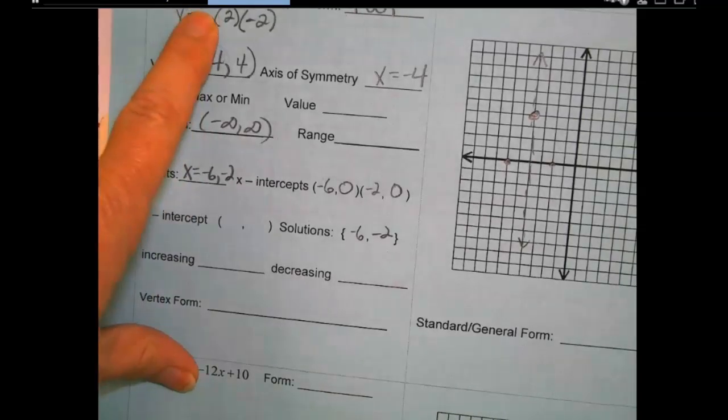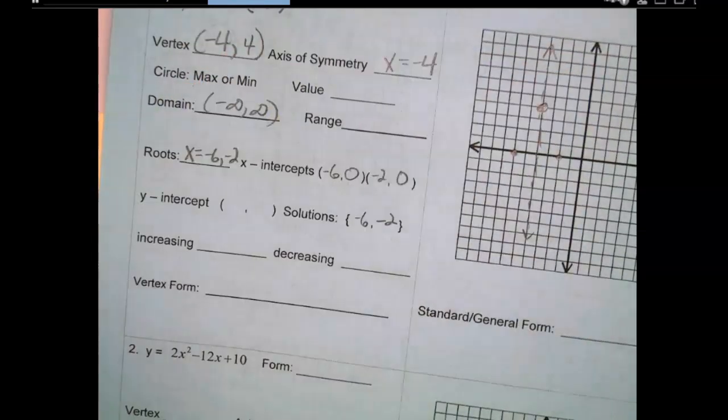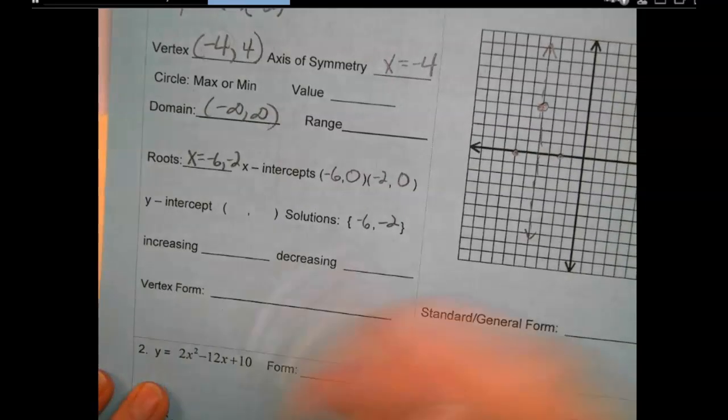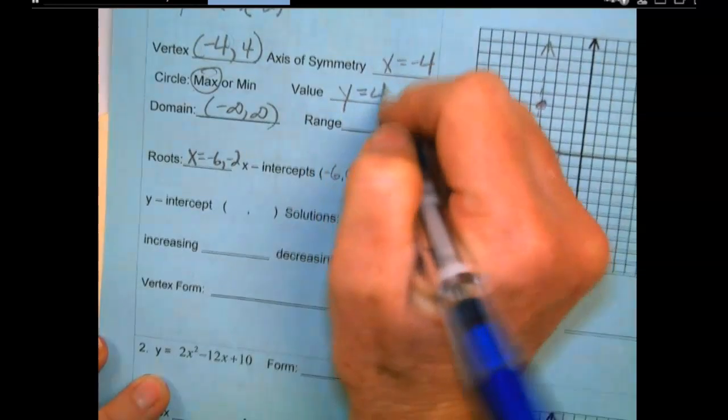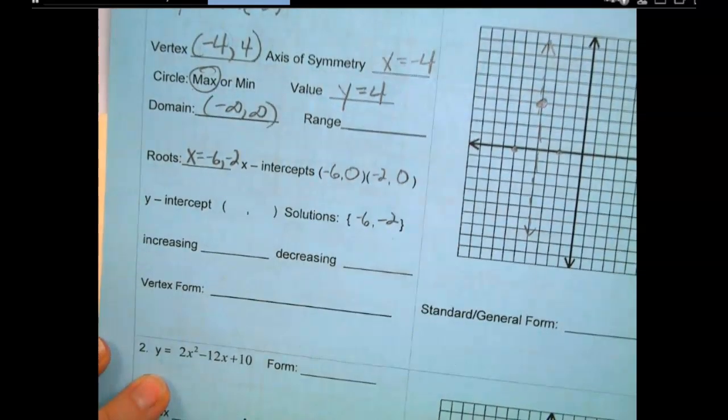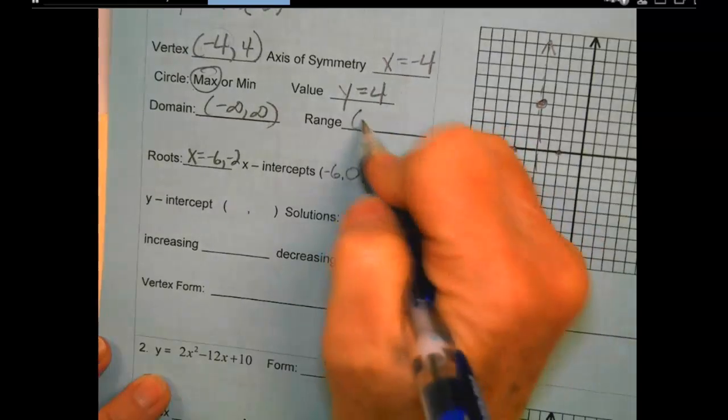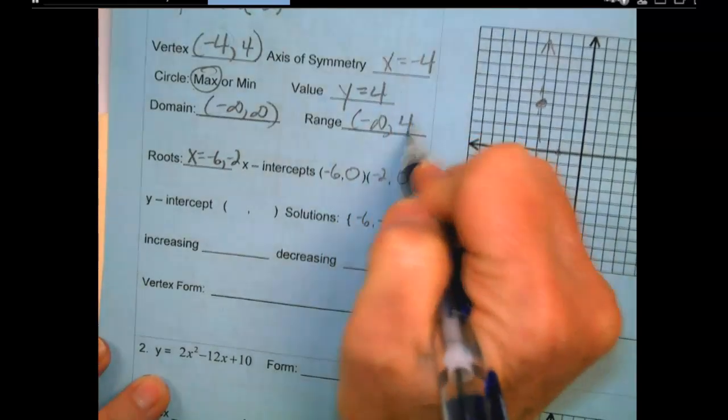And so when I look at it, I'm going to ask myself if that makes sense. What is my A value this time? Negative. So it makes sense it's on top. I'm going to go ahead and get my x-intercept. So that's good. All right. So this is going to make this a max. My value is y equals 4. My range is going to go bottom to top. So that's going to be negative infinity to 4.